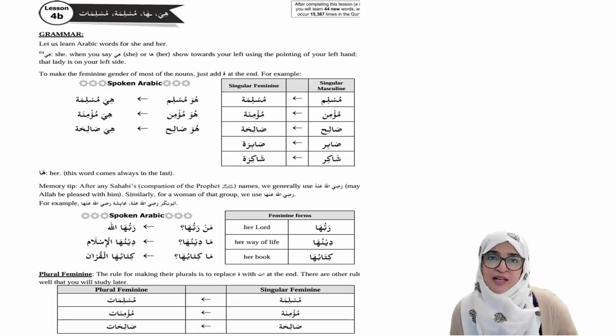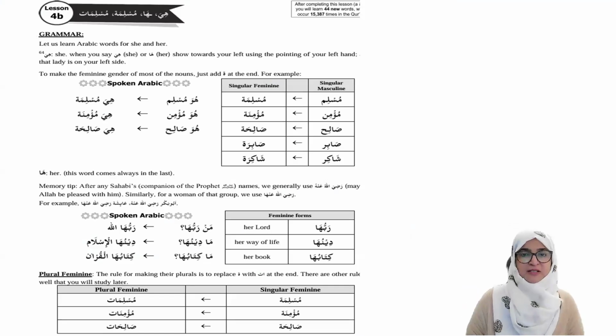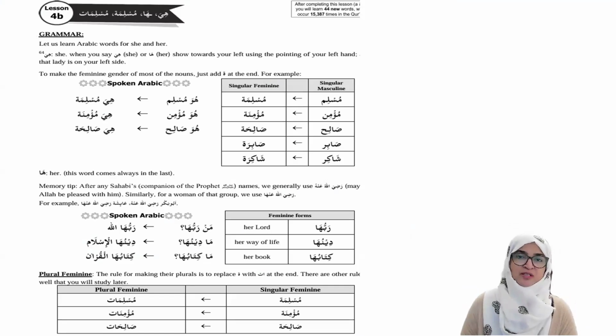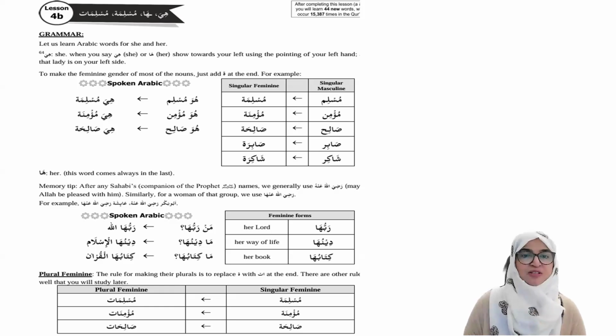All right. So today's class is over, but before I finish, I just want to quickly go through this. Today's class was lesson 4B. So if you see your textbook, look at this. This is a page, and everything I taught you today is summarized here. Look at this. Momin, Muslim, Muslimah, Momin. Whatever we did in the class today is on this page.